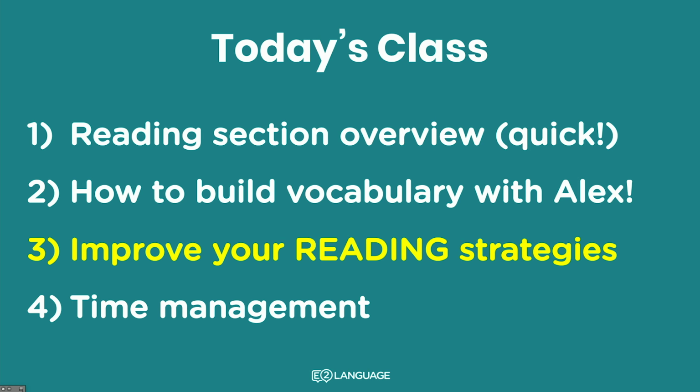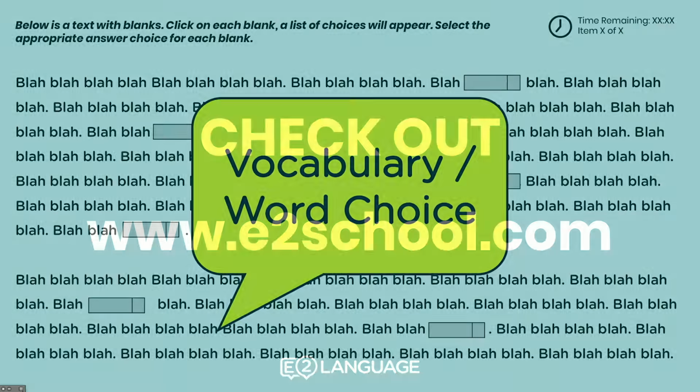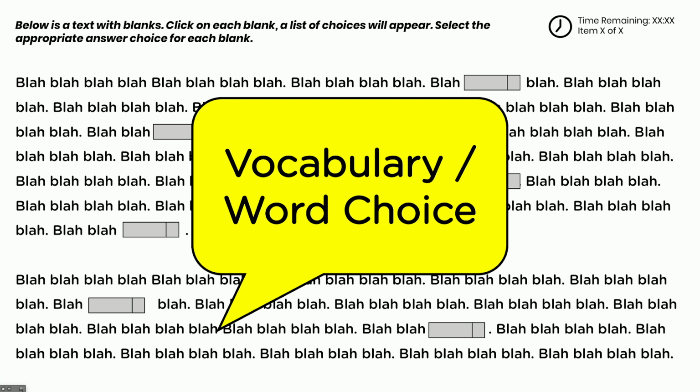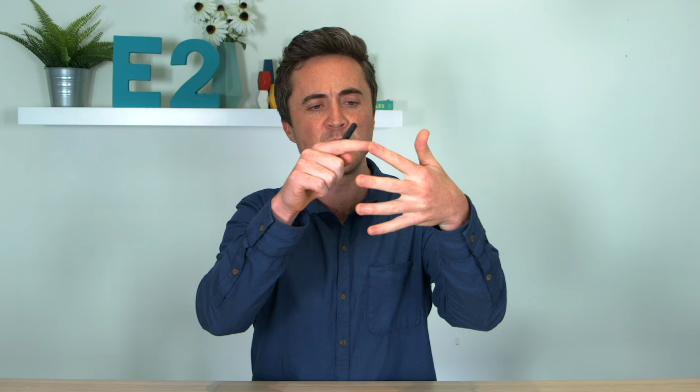Okay, let's go back though. So let's talk about how to improve your reading strategies. So the first task, reading and writing fill in the blanks, is ultimately a test of your vocabulary because it is a test of your word choice. That is, when you click on one of those drop-down answer options and there are 4 words, these words are going to be synonyms. They'll be pretty similar in meaning, but only one of those words is going to be correct within the context of what you're reading. So they're all plausible, they're all possible.